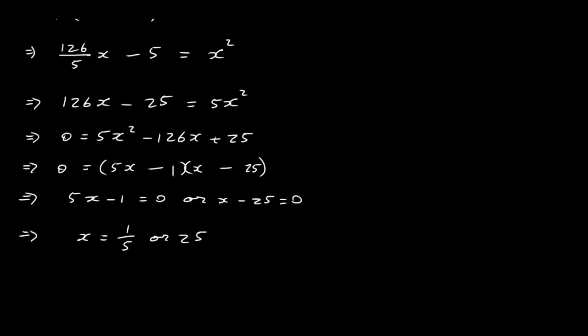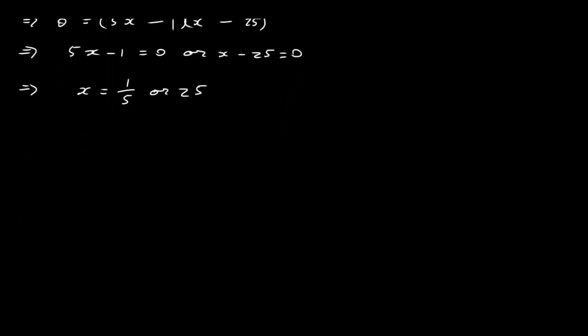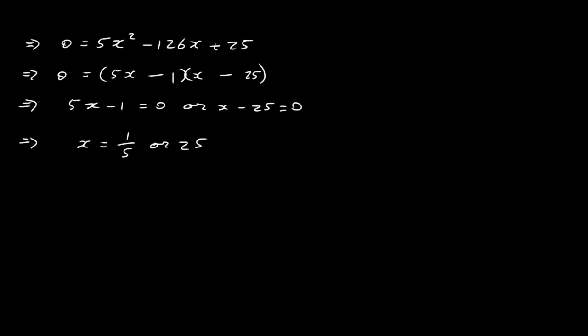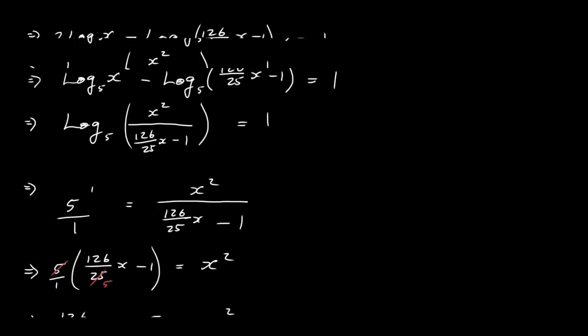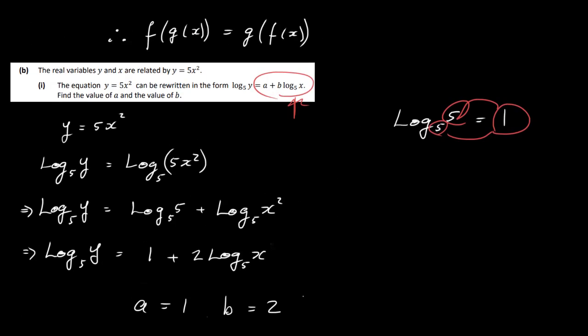But we weren't asked to find x, we were asked to find y. So what we need to do now is put these x's back into our original formula. So let's go back up here. We can see that y is equal to 5x squared. That's what we were given originally here. So we can just put our x's in there to work out what our y's are.